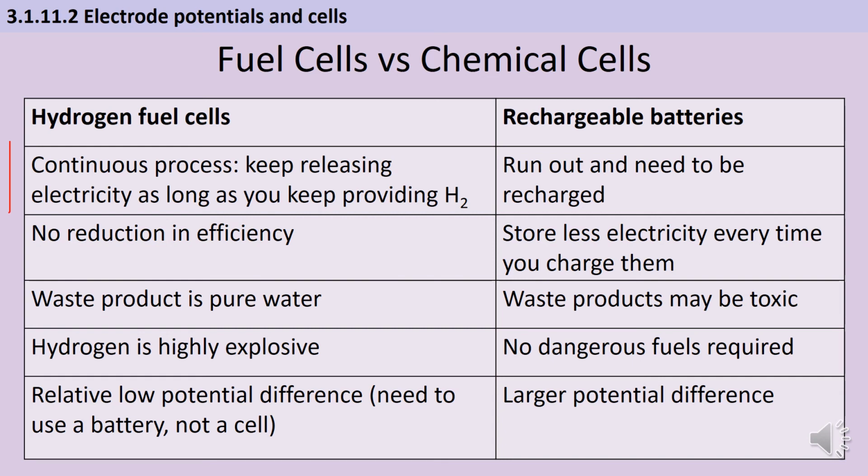So first thing, any kind of fuel cell is a continuous process. You're continually supplying fuel, you're continually supplying oxygen. There's never any point where it runs out. Whereas any kind of chemical cell is going to run out. It's a batch process. You start out with a finite amount of reactants, and when they're gone, they're gone.